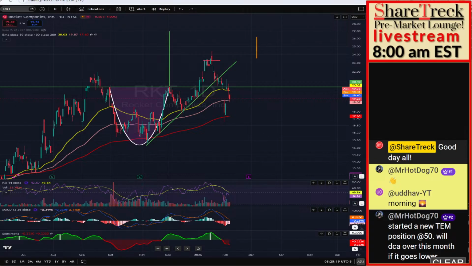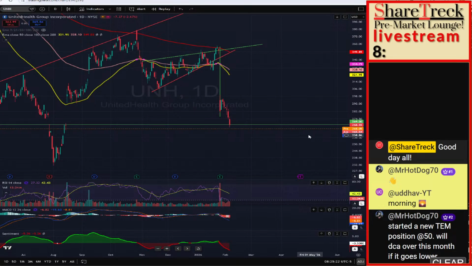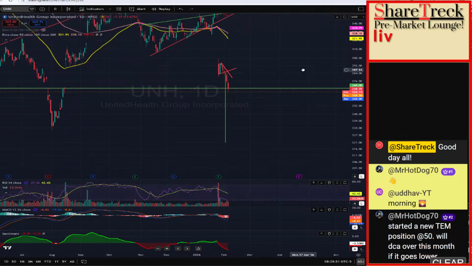Uddhav is here, so I'm going to cover United Health once more. It's down 1.33%. We are short, below our target of 277.11. What is happening here? If we were to take this as a bullish pivot, then we have broken down. So I would take this from here, put it out here, and say the next target is 221.04.